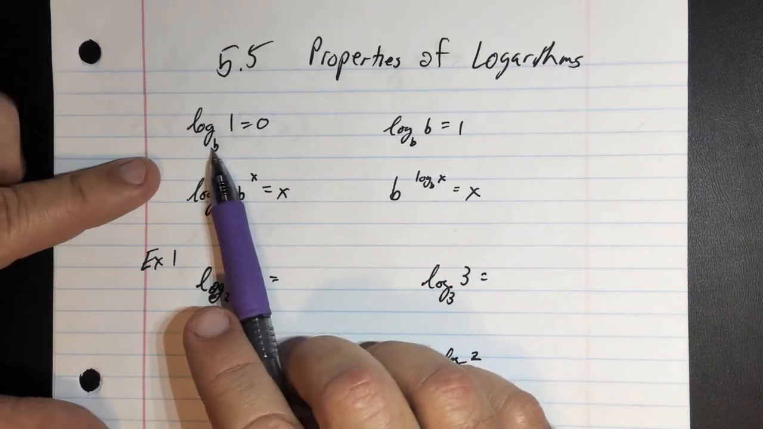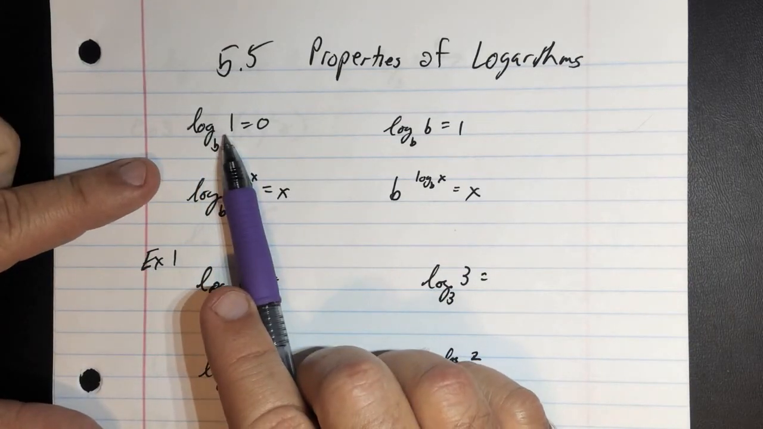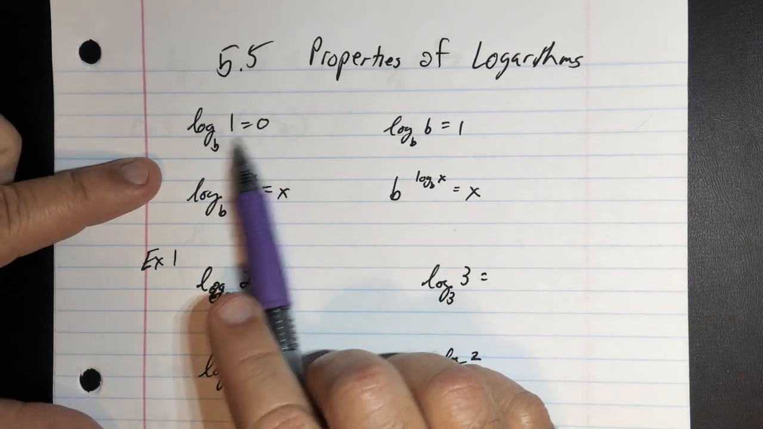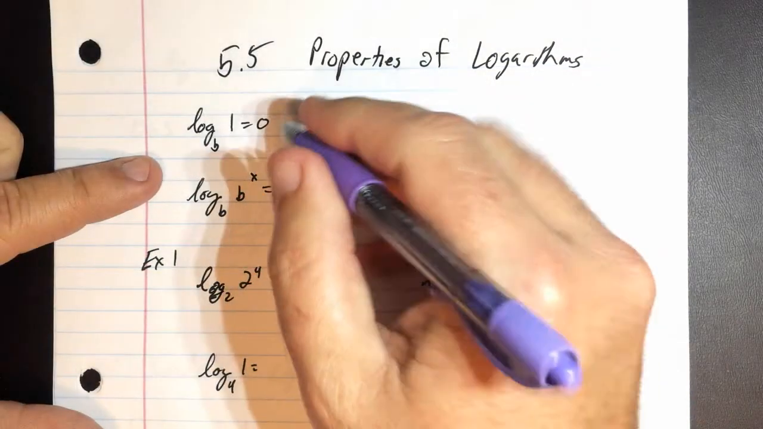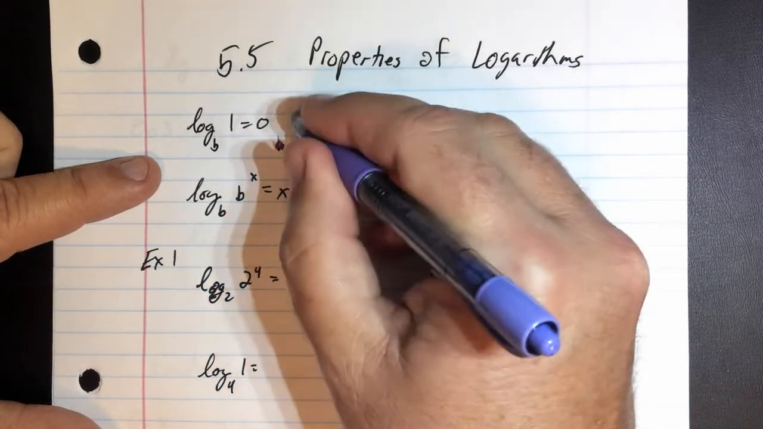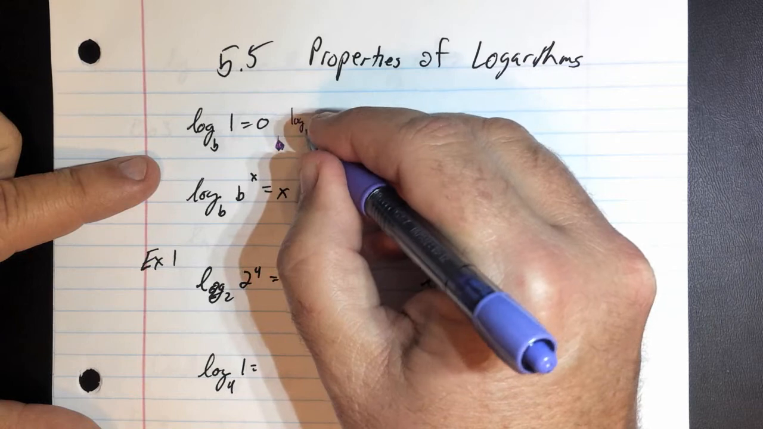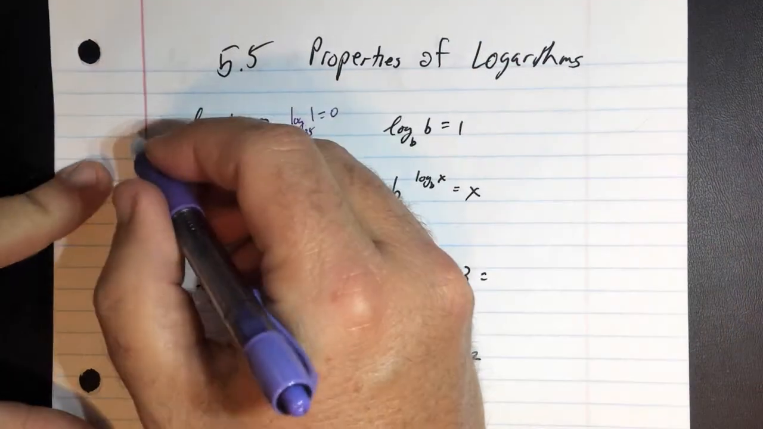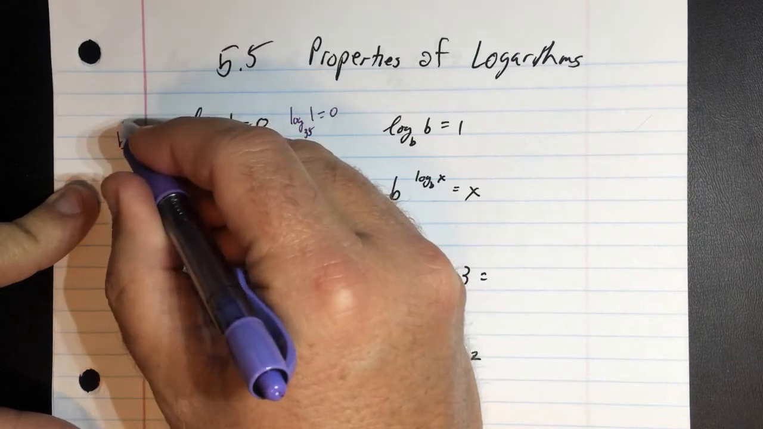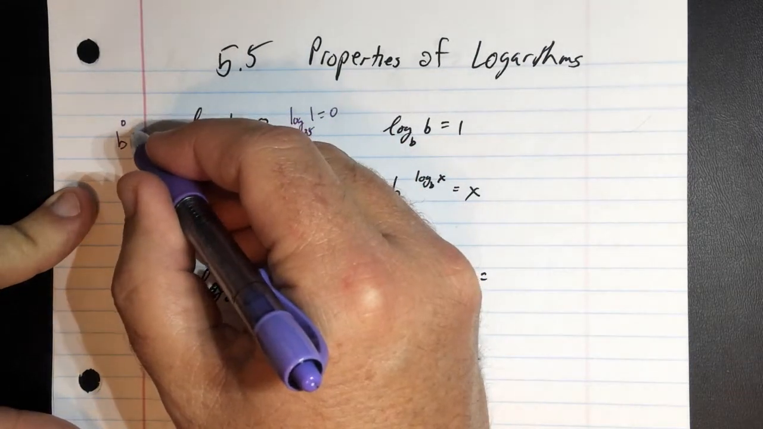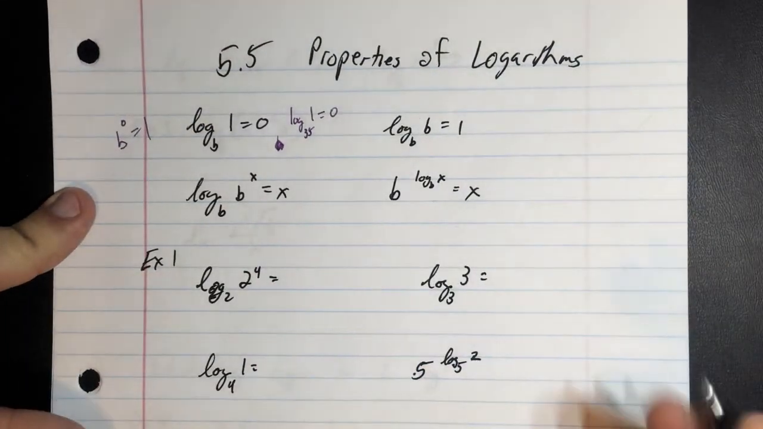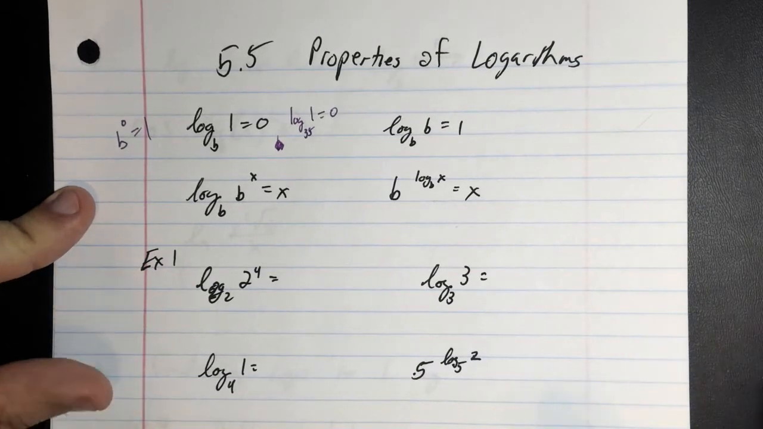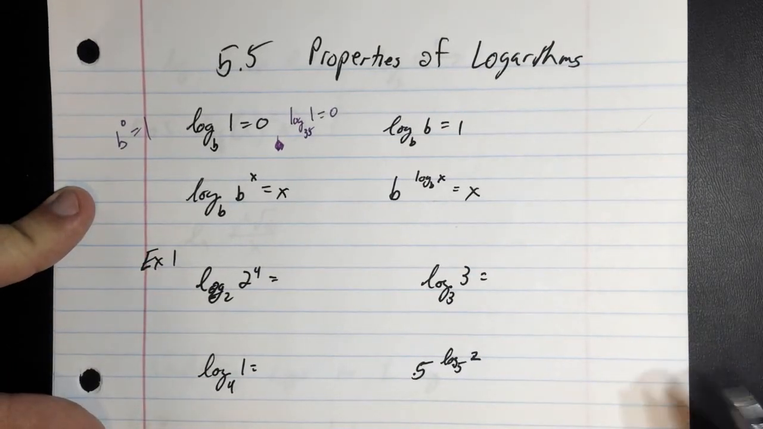But you have a logarithm. It says log base b of 1 is 0, which means any base you use, log base 35 of 1 is always 0. And that's because any base to an exponent of 0 is always 1. It doesn't matter what the base is. Any exponent of 0, you always get 1.